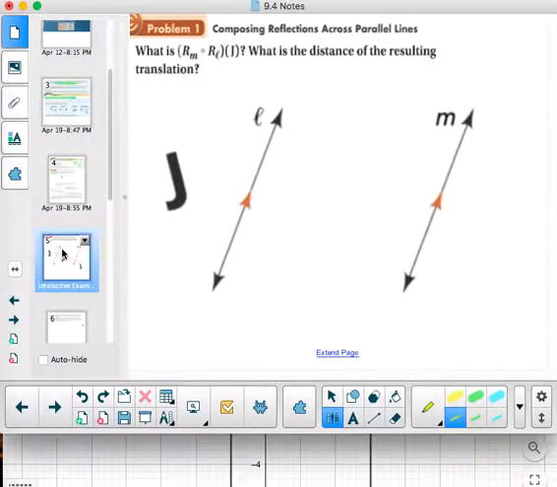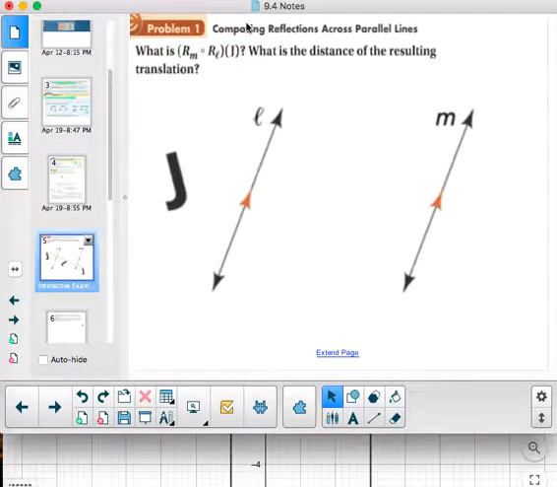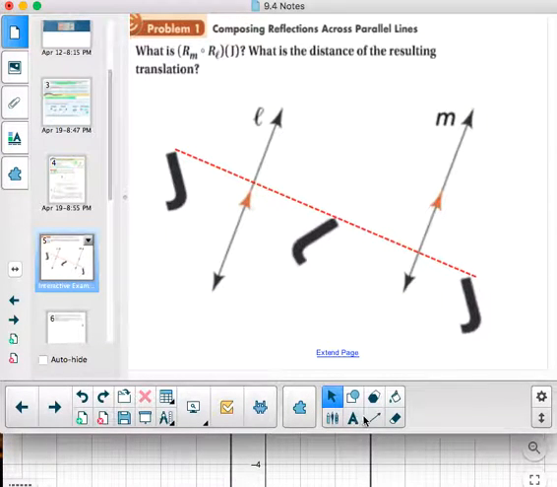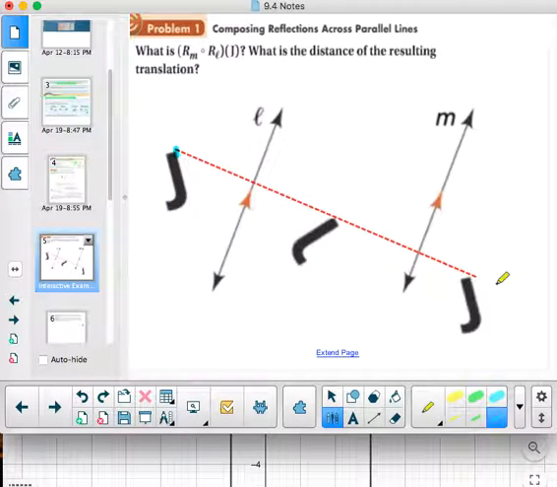So I'm going to go to my next slide where I have a more interactive way of looking at this. We're first going across line L because we're reading from the right to the left. When I reflect J across line L, my image looks like this. And then when I reflect J across line M, ta-da! J just looks like it's been translated. So ultimately what I care about is figuring out this distance that I have traveled. I want to know, if I measure from here to here, what this length is.